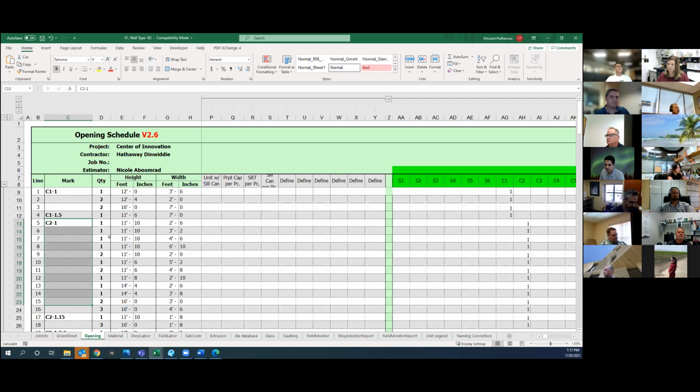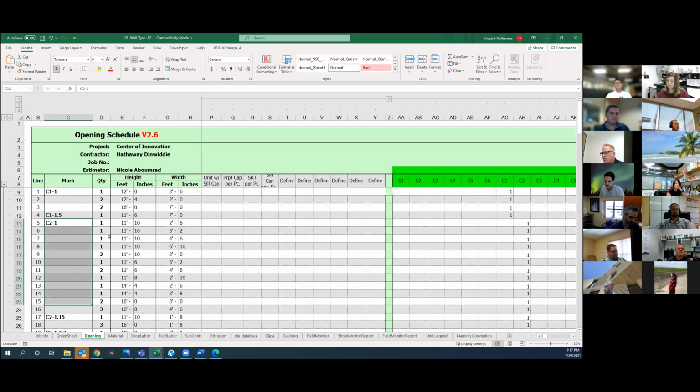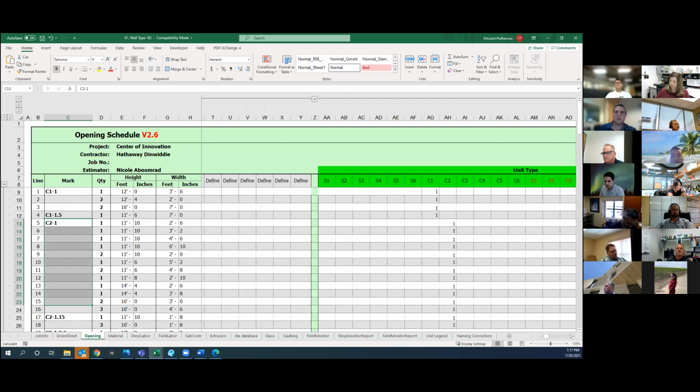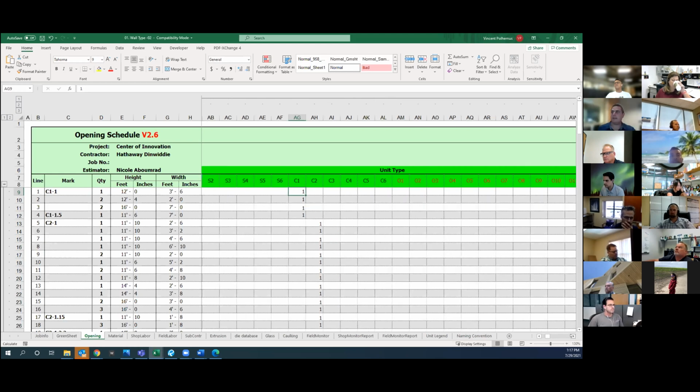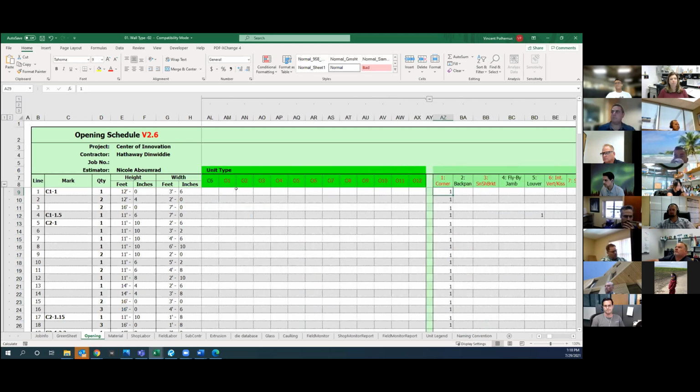Whereas in the past, if an estimator, and it's one of the reasons that we didn't used to estimate this way anyway, it was too time consuming. Today we're able to do it because we're getting all this information from the sales model. So what Nicole's doing, not only is she listing out the names, but then we have sections over here where she takes that name and breaks it up into its pieces and goes, okay, a C1-1, that means it's a C1, and it also means it has a corner, right? She's breaking it up into the parts.